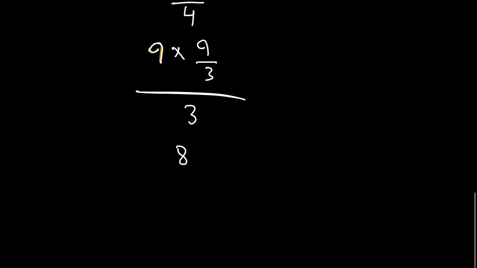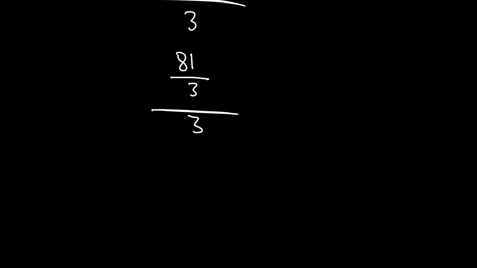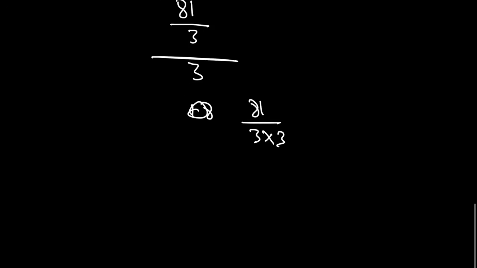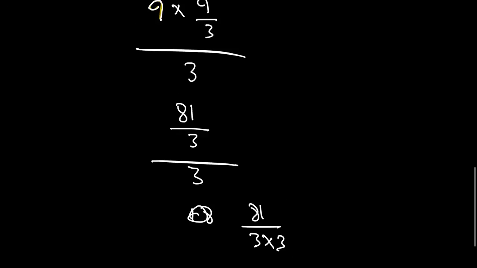9 multiply 9 is 81 divided by 3 and divided by 3. And now we can write here, or we simplify 81 divided by 3, or we same as write 81 divided by 3 multiply 3. This is the same. Okay, so 81 divided by 3 multiply 3 is 9. When we solve 81 divided by 9, so answer we will get the 9. 9 answer is right answer of this question.